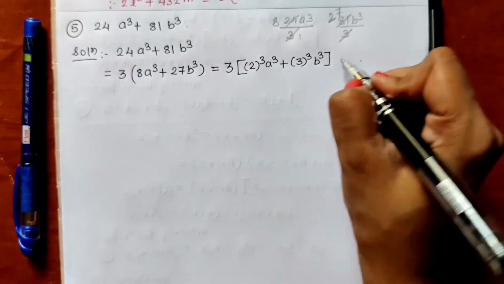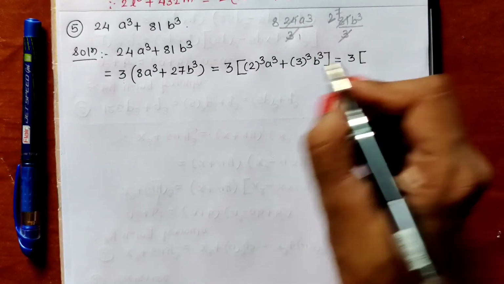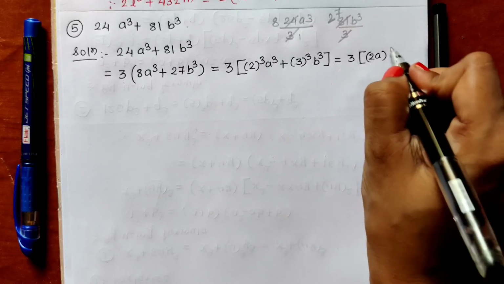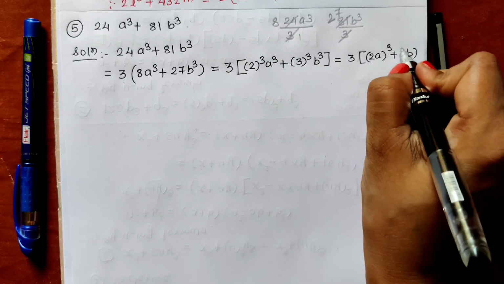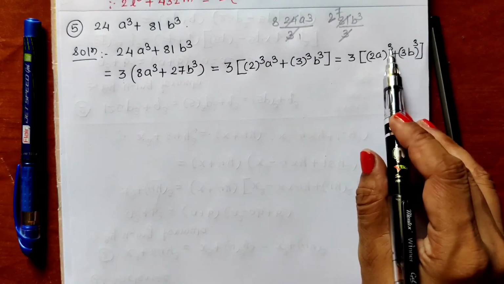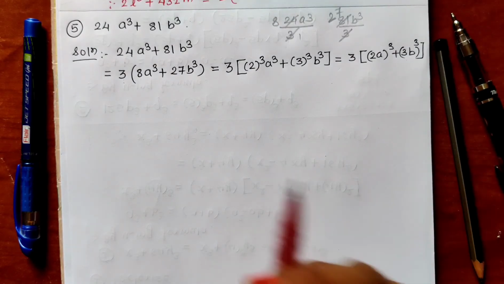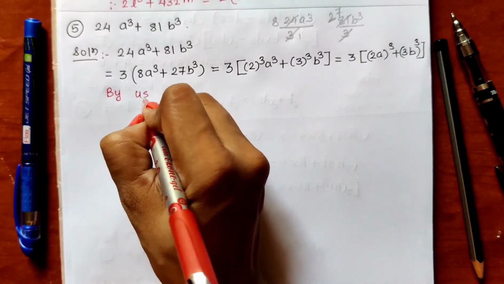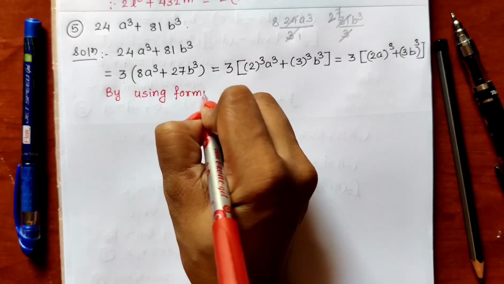So in combined form, how can it be written? 3 as it is, and then 2a whole cube plus 3b whole cube. Okay, so in this way we have got the cubes of perfect numbers. Now we can apply the formula.